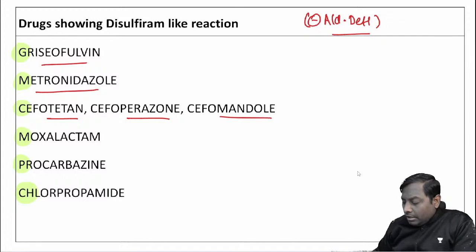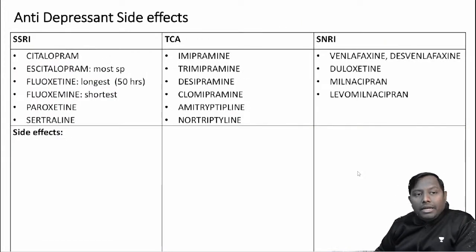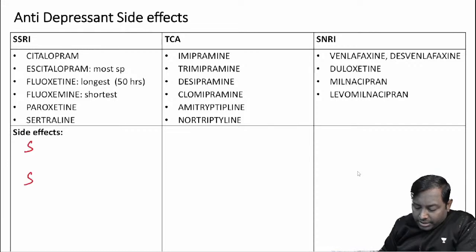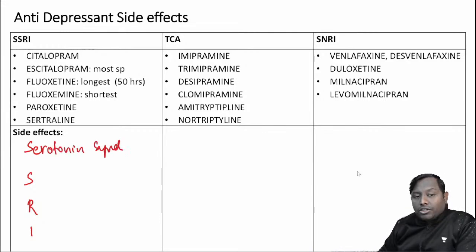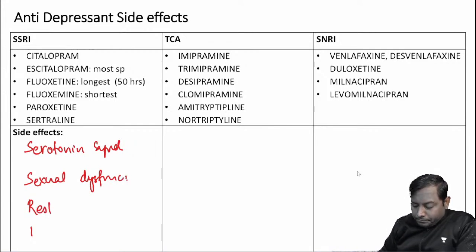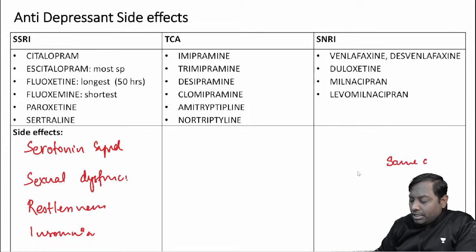Okay. Then you should also know about the antidepressants. For example, citalopram, escitalopram, they are all SSRIs, and their side effects are also SSRI-type. That is your serotonin syndrome, nausea, vomiting, fluctuation in blood pressure, headache, sexual dysfunction like delayed ejaculation, restlessness, and insomnia. The side effects of SNRIs are also the same as SSRIs.